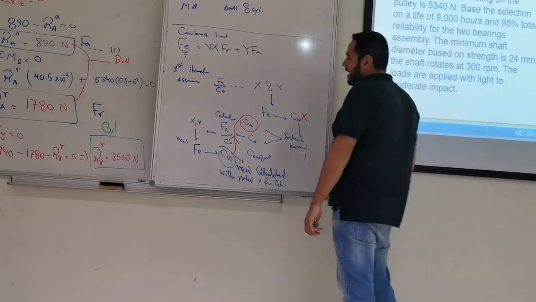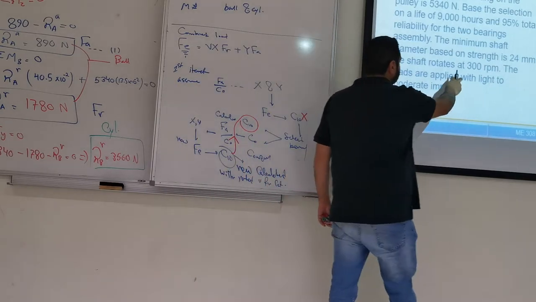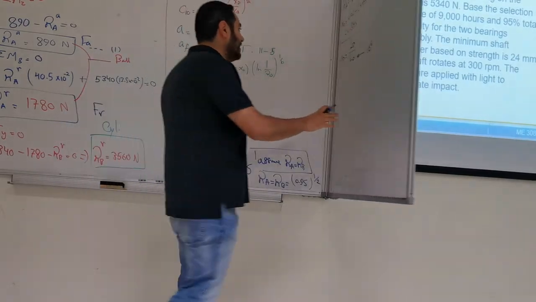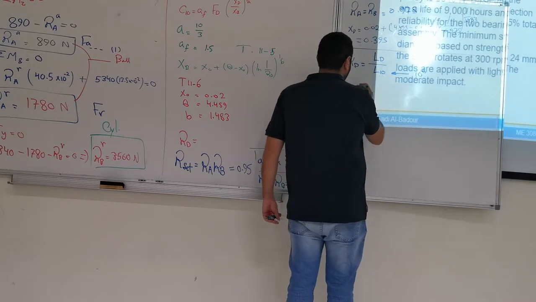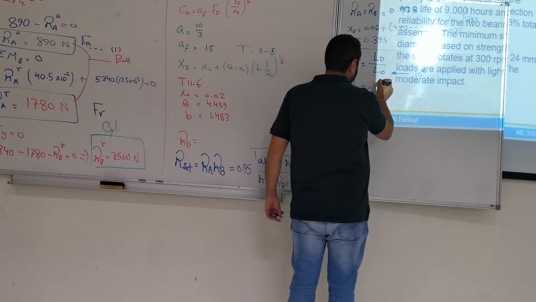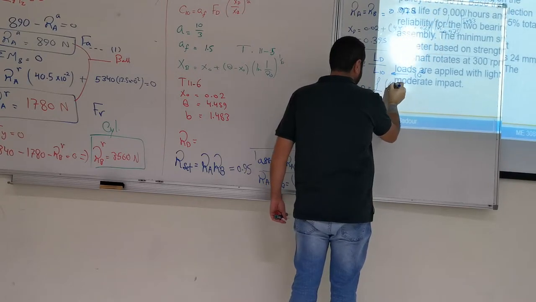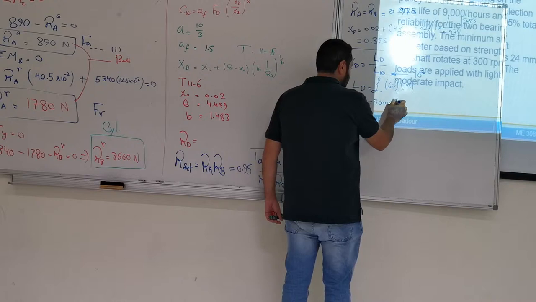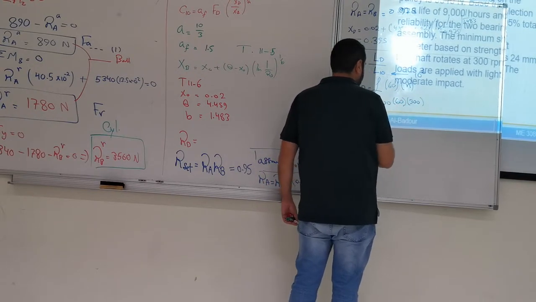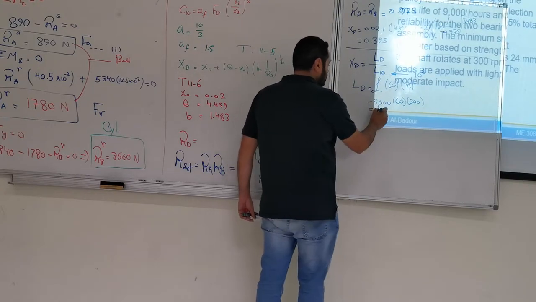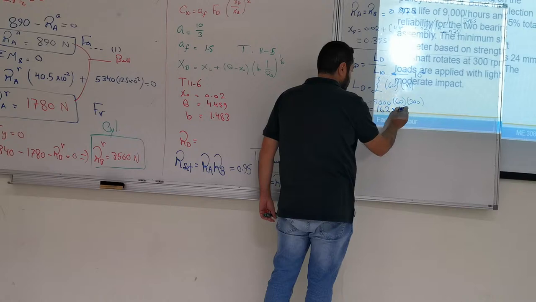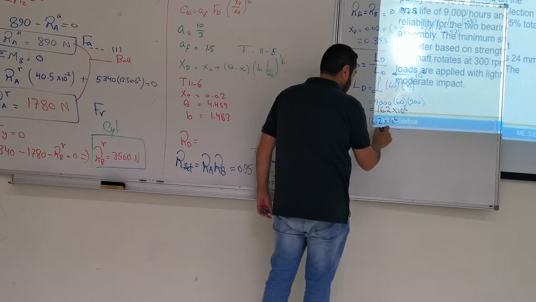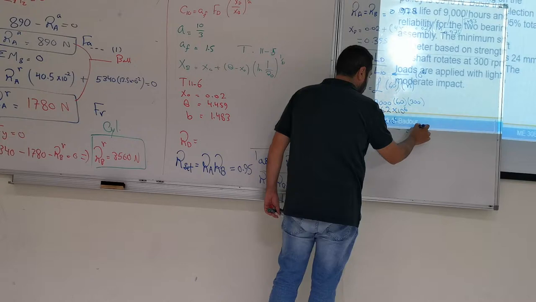9,000 hours. So I have the life in hours. What is the speed of the shaft? 300 RPM. So if I have the life in hours, I should also have the speed, the number of rotations, otherwise I cannot determine the life. So LD is equal to the life in hours times 60 times N, which is the speed in RPM. So 9,000 times 60 times 300 will give you LD. 16.2 million, 16.2 times 10 to the power 6. Okay? So from here, XD will equal 16.2 times 10 to the power 6 divided by 10 to the power 6, so 16.2.